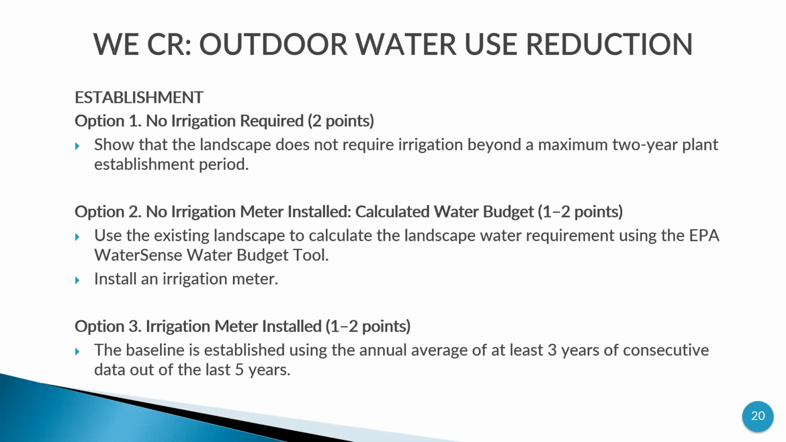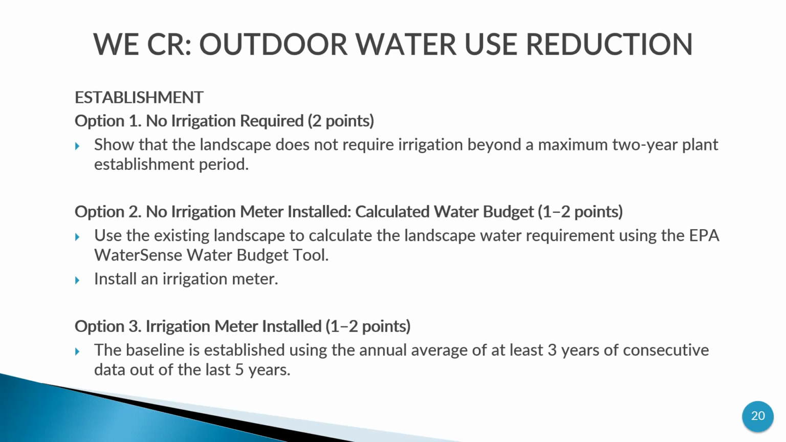So option 1, when no irrigation is required, show that the landscape does not require irrigation beyond a maximum of 2-year planned established period. Means once you do the irrigation, after 2 years of time, you don't require any irrigation for that landscaping. Now coming to option 2, no irrigation meter installed. Calculated water budget, that is, use the existing landscape to calculate the landscape water requirements using the EPA WaterSense water budget tool, that is, install an irrigation meter.